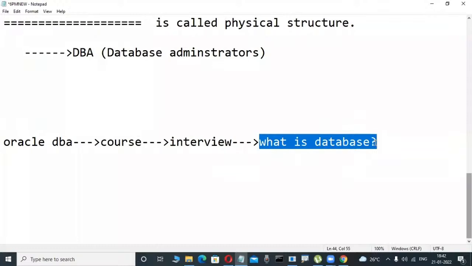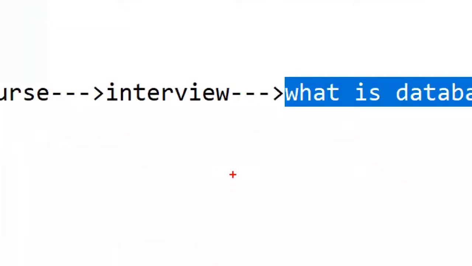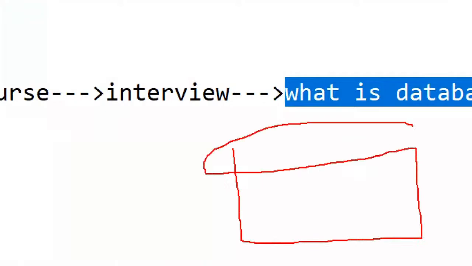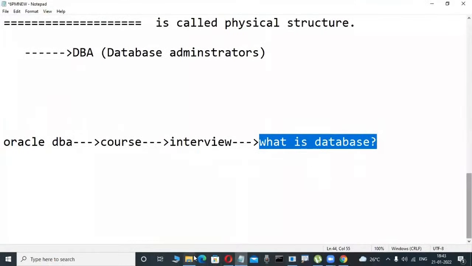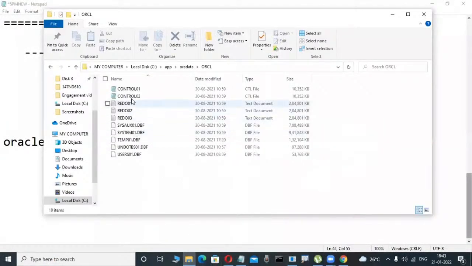Yes, I am a DBA, so I am not telling that it is a place which stores a structured collection of data, that would be the wrong one. That is the logical side. I am telling the physical side. Whenever I install Oracle software, some physical files are automatically created on the disk, which are visible. Observe here: data files, control files, redo log files are there or not.